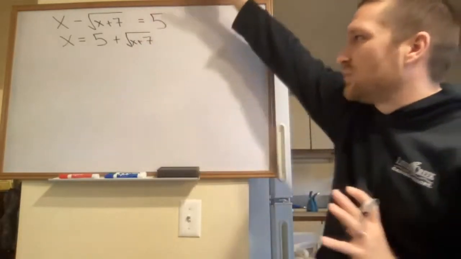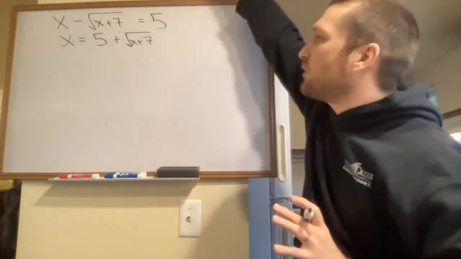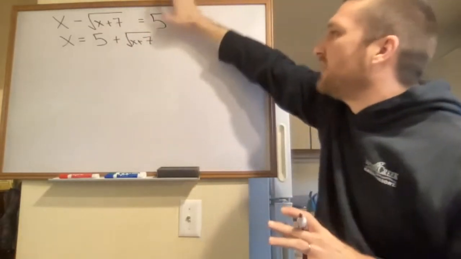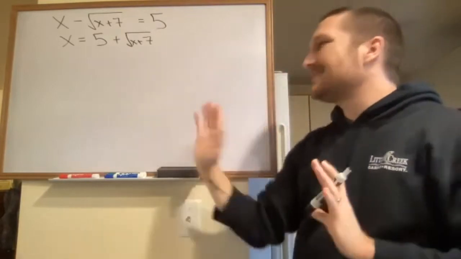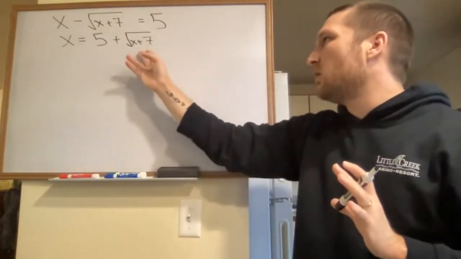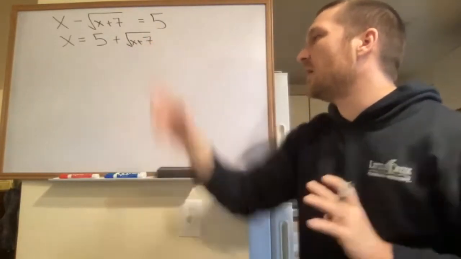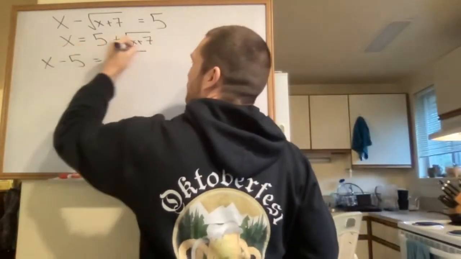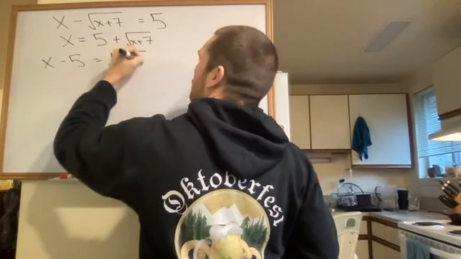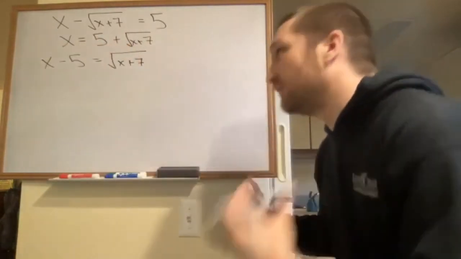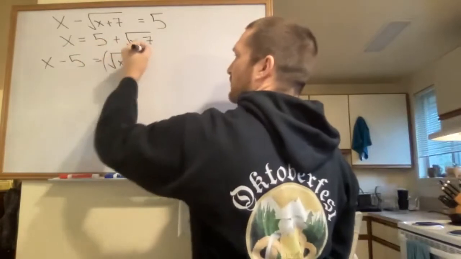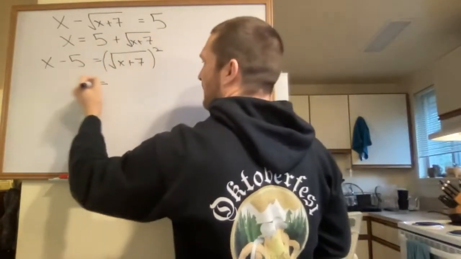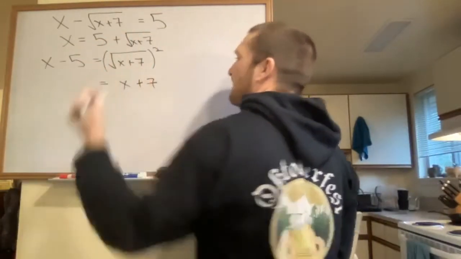I want to get that square root by itself. This is kind of like you could imagine we just had something with 2 square roots and we did some squaring and now we ended up with something like this. Same idea applies. We want to get this guy by himself. And so I'm going to subtract 5 from both sides. We get x minus 5 equals the square root. Now the square root is by himself, so I could square it and get rid of it. So I'm going to square this. I do that, and that gives me x plus 7 on that side.